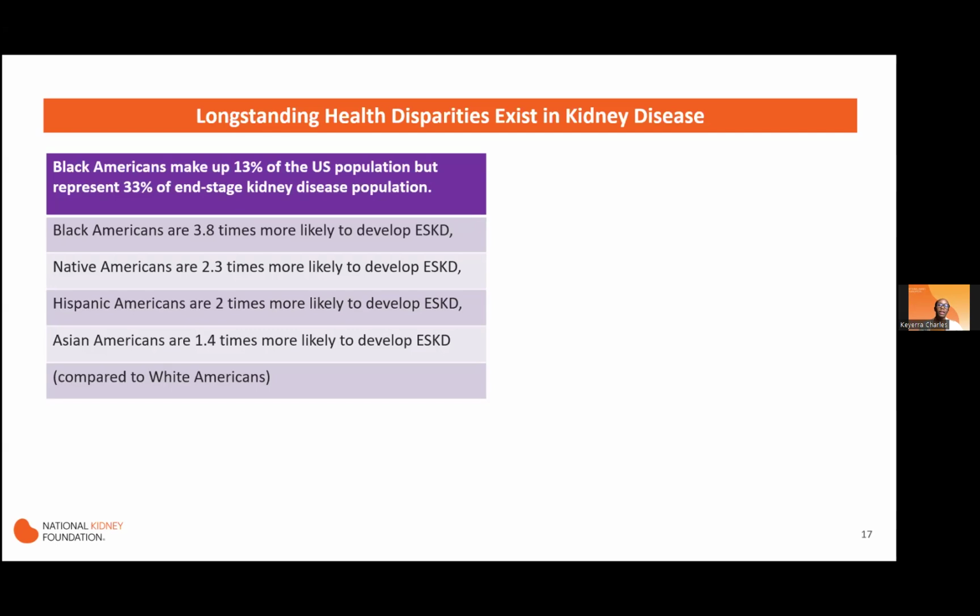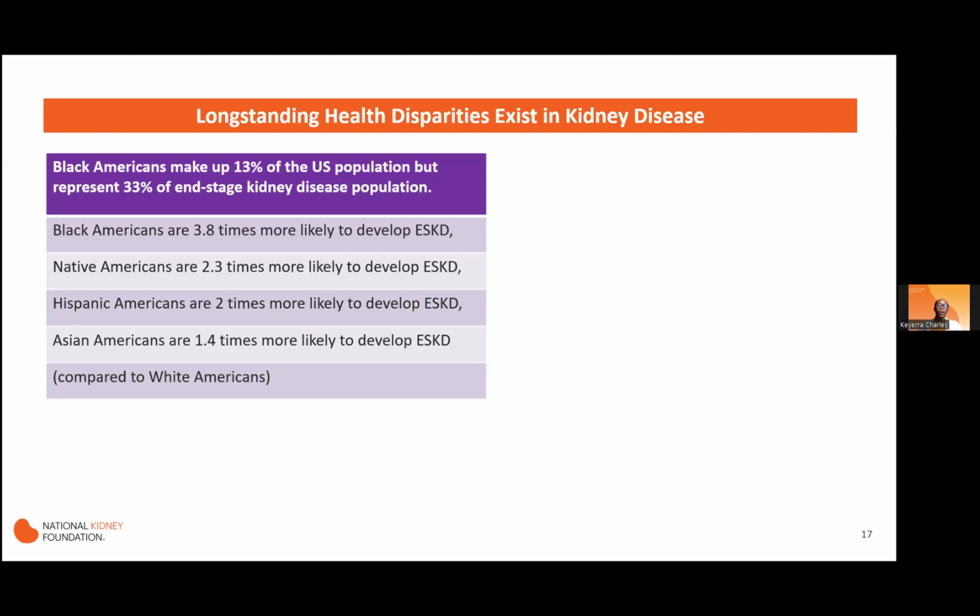And so you may have seen some of these stats before, but Black Americans make up 13% of the US population, but represent 33% of the end-stage kidney disease population. They are also 3.8 times more likely to develop end-stage kidney disease. Native Americans are 2.3 times more likely to develop end-stage kidney disease. Hispanic Americans are 2 times more likely. And Asian Americans are 1.4 times more likely to develop end-stage kidney disease. And this is all compared to white Americans.